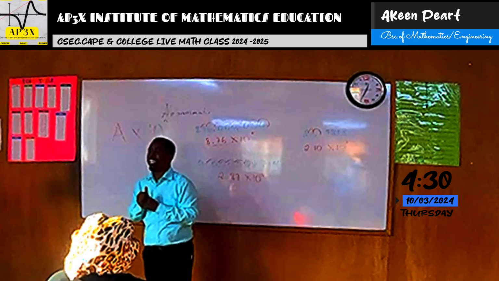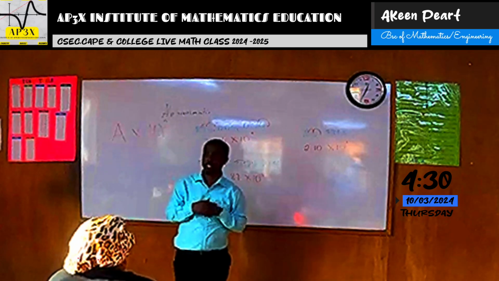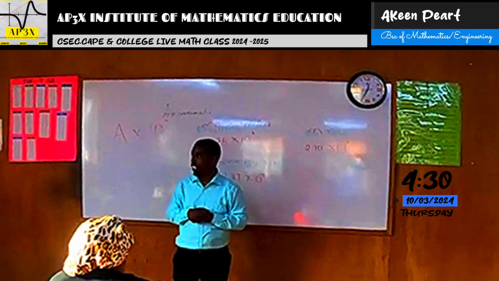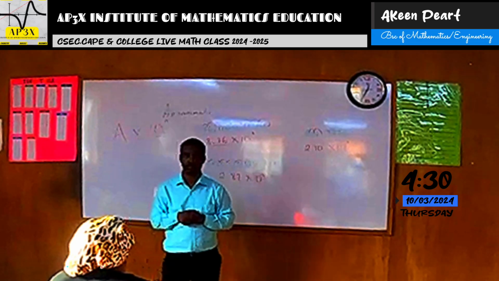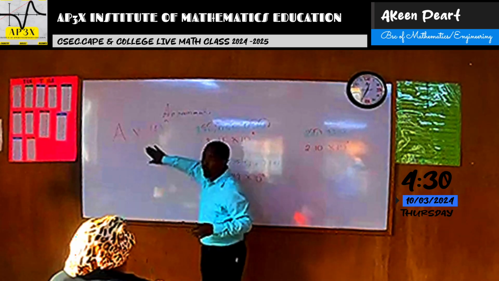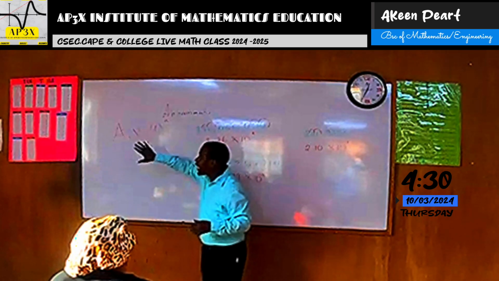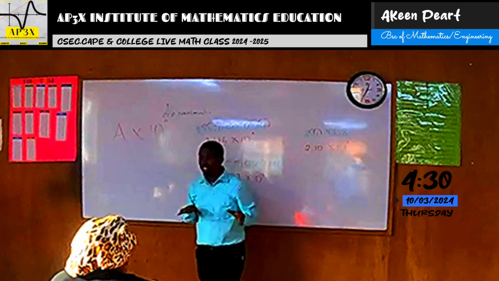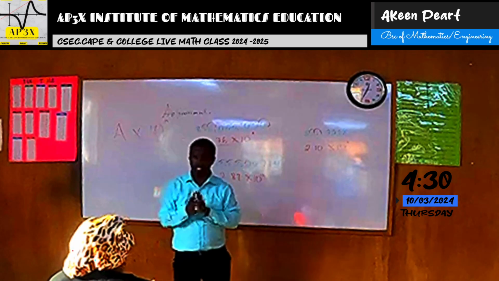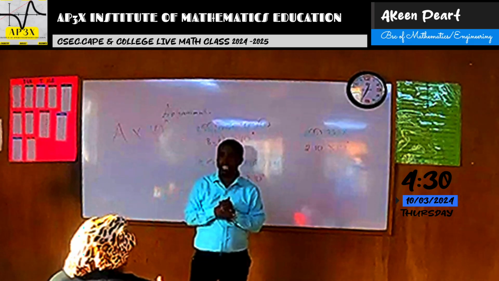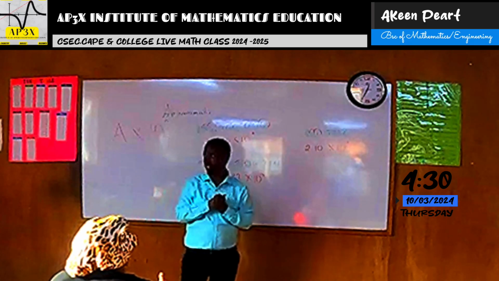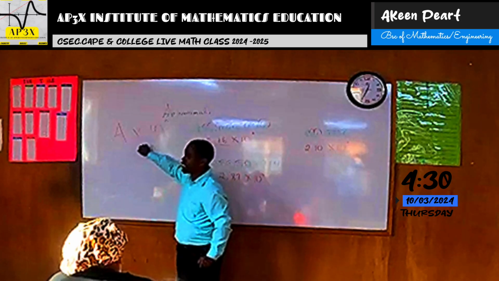Standard form is a base 10 number. And what I mean by that is it's always going to be A times 10. It's never going to be A times 9 or A times 8. Standard form is a base 10 number, so it's always going to be times 10.